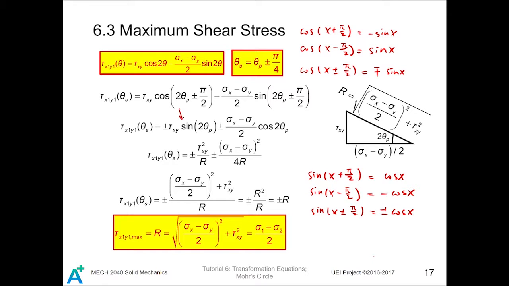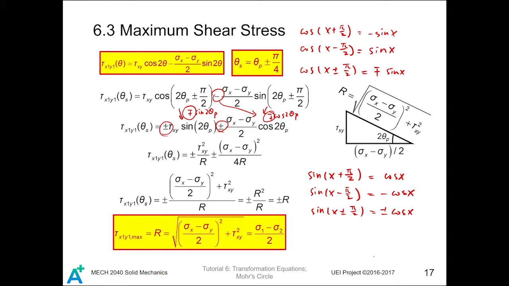So here it will become ∓ sine 2 theta p. Here it will become ± cosine 2 theta p. But luckily there is a negative sign assigned here such that it will become minus plus. So eventually you can write both of the minus plus in the way of plus minus. Then the maximum shear stress is given by tau x1y1 at theta s equals ± tau xy sine 2 theta p ± ((sigma x minus sigma y) / 2) cosine 2 theta p.